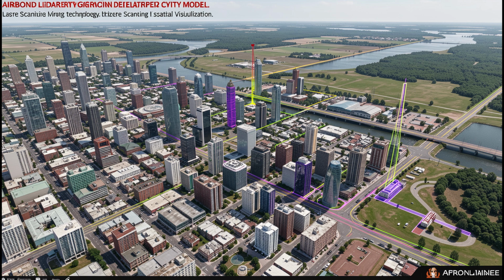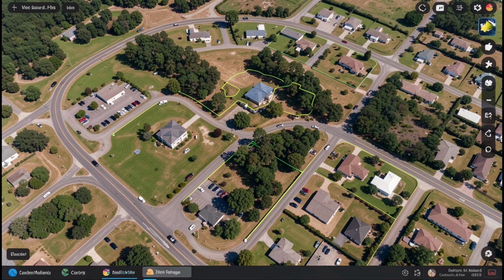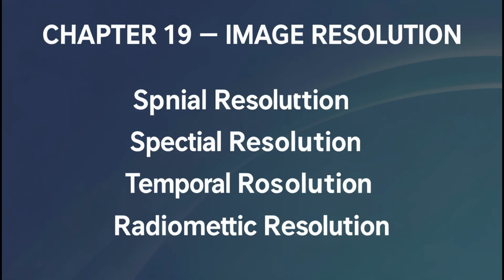Chapter 19. Image resolution. Image quality depends heavily on resolution. There are four primary types of resolution: spatial resolution, spectral resolution, temporal resolution, radiometric resolution. Each influences the quality and usefulness of remote sensing data.